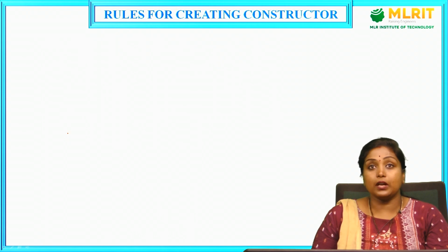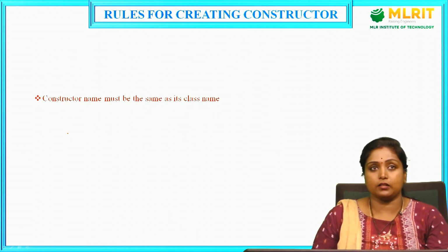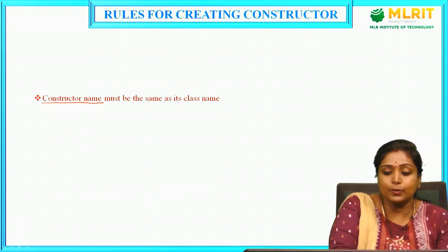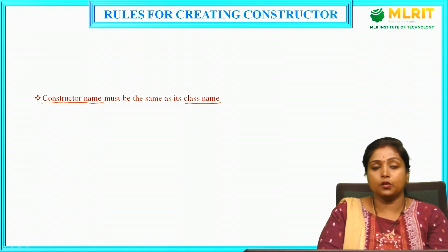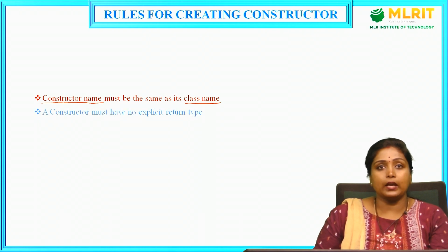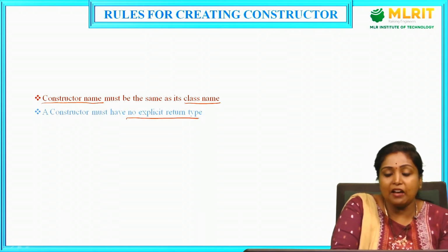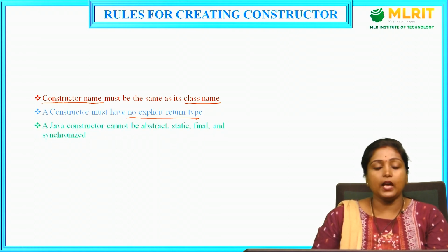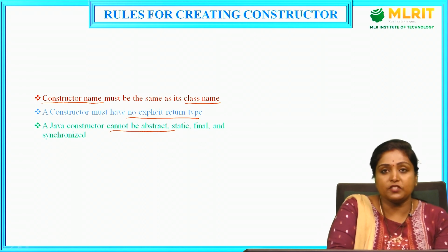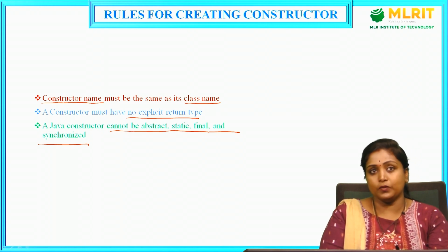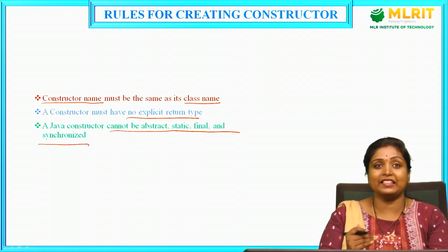So, coming to the rules for creating a constructor. The constructor name is an important one: it must be the same as the class name. And it should not have any return type; it should not return anything. And a Java constructor cannot be abstract, static, final, or synchronized. You should not use the abstract, static, final, and synchronized keywords when you are creating a constructor.